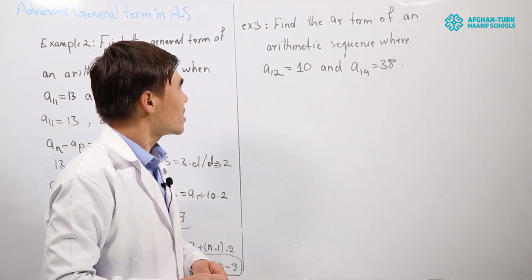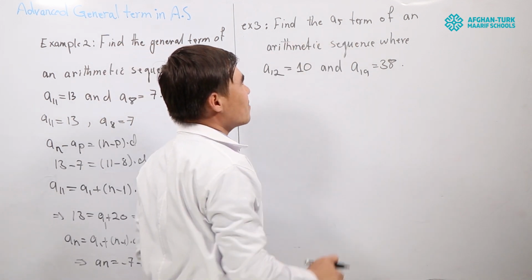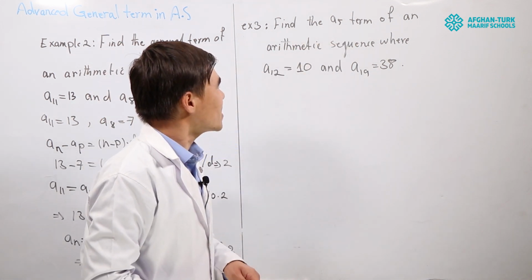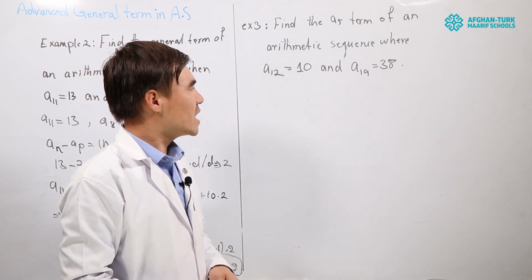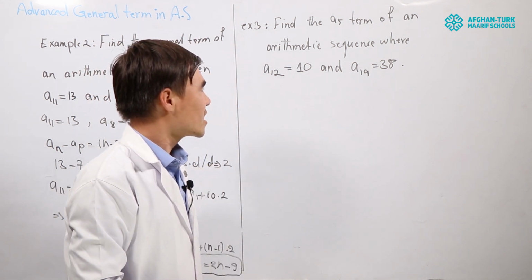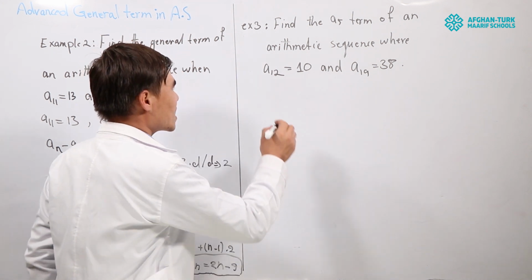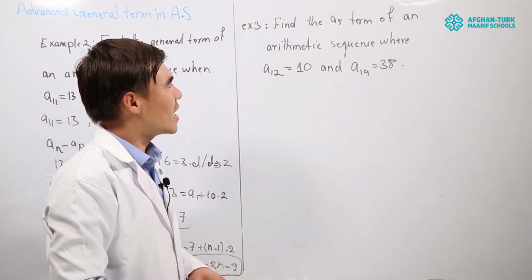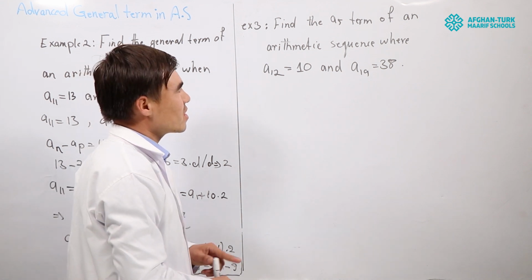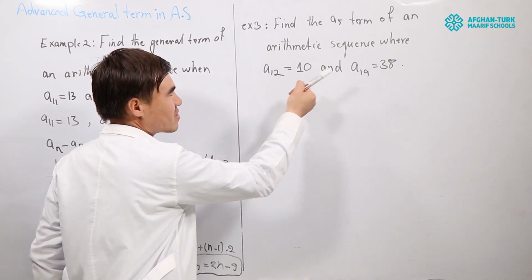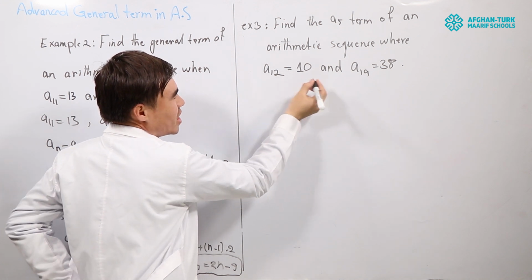The third example: find a_5, the fifth term of an arithmetic sequence where a_12 is equal to 10 and a_19 is equal to 38. Here also we must find the common difference first, and then we will find the first term.